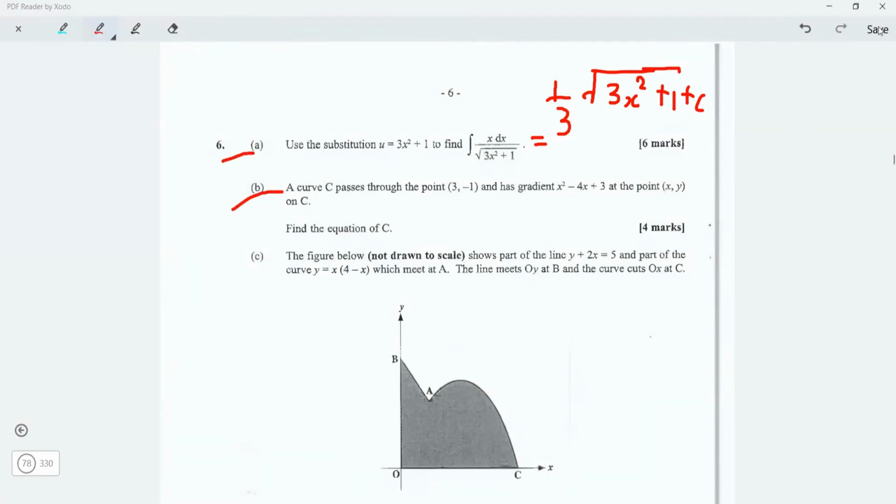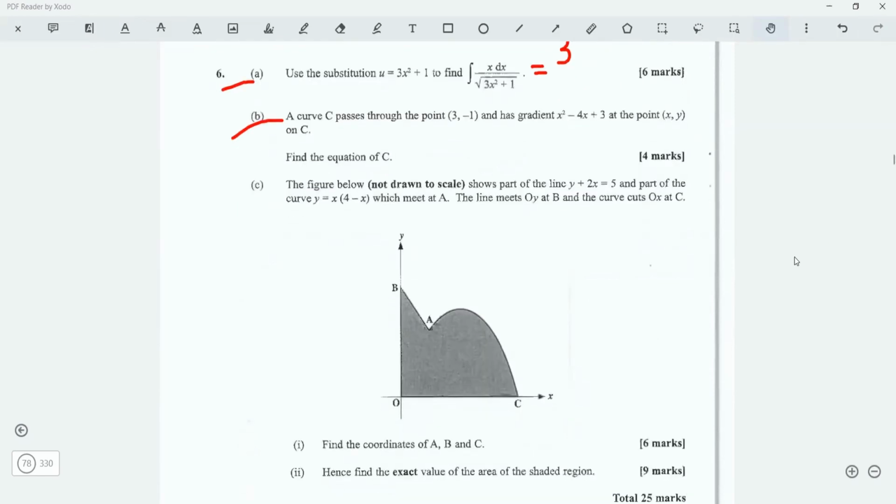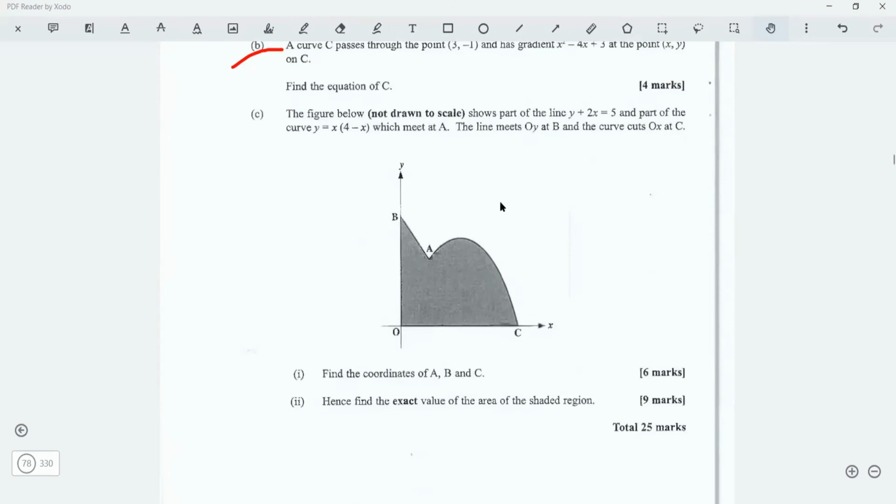Part C now, Marika. Let's see what they say. The figure below shows part of the line y equals 2x plus 5 and part of the curve y equals x squared minus 4x. It tells us that the line meets OY at B and the curve meets OX at C. Find the coordinates of A, B, and C. Oh, easy stuff.